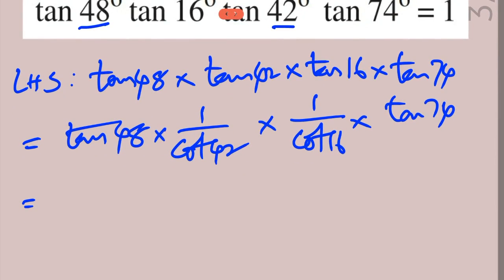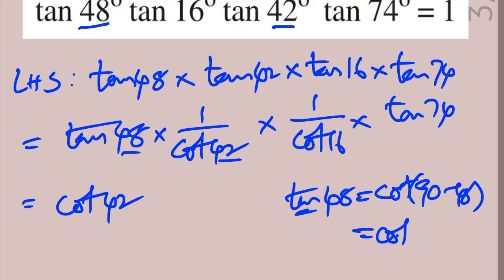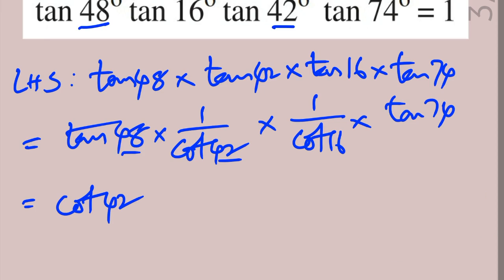And now if the angles are equal we can cancel it, right? So now tan 48, what is the complement of tan 48? That is cot 42. Why? Because here you see tan 48 is equal to, what is the complement of tan? Cot. So cot (90 minus 48). So cot (90 minus 48) is what? 42. So tan 48 I can write as cot 42. That is the reason I can write like this.